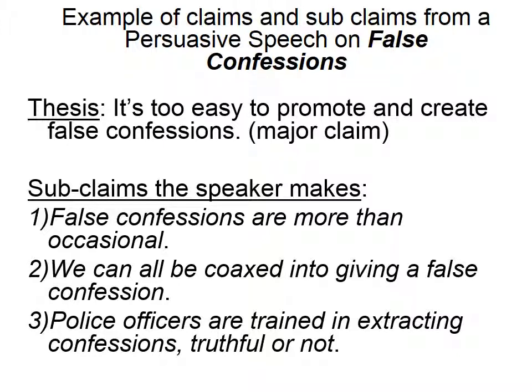They also probably did a little audience analysis, talking to their audience, they found out that people said, "I would never confess to a crime I didn't commit." And so the speaker knew he had to make sure that everyone knew that they could be coaxed into giving a false confession. And finally, in addition to research and audience analysis, you can figure out these subclaims by just using your mind. What are the ways to break down this bigger thesis into smaller subclaims in order to organize my speech?